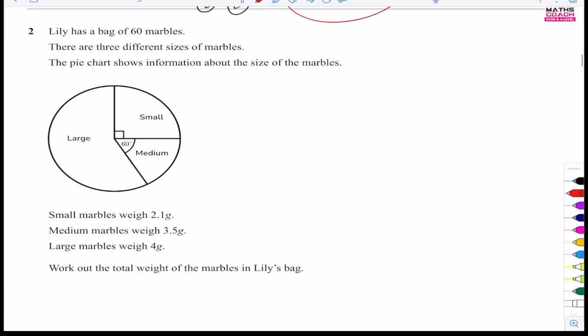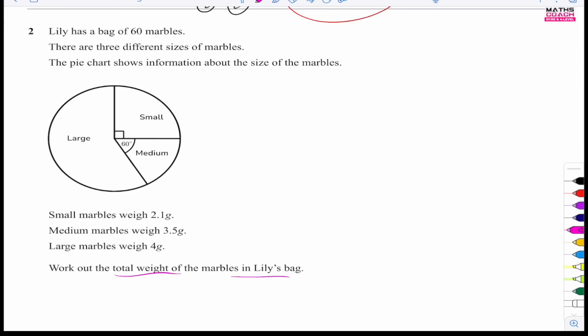So here we have question number 2. Lily has a bag of marbles. There are 3 different sizes of marbles. The pie chart shows information about the size of the marbles. Small marbles weigh 2.1 grams, medium marbles weigh 3.5 grams, and large marbles weigh 4 grams. Work out the total weight of the marbles in Lily's bag.